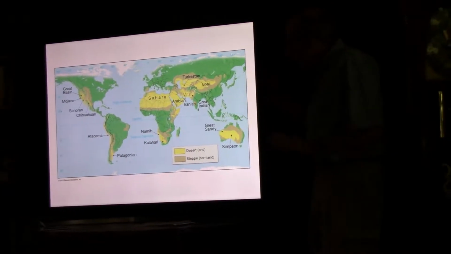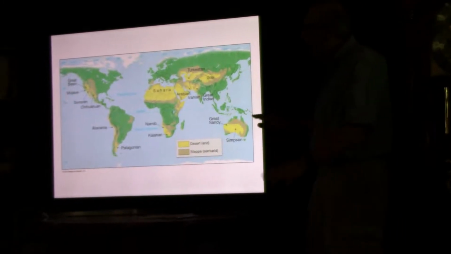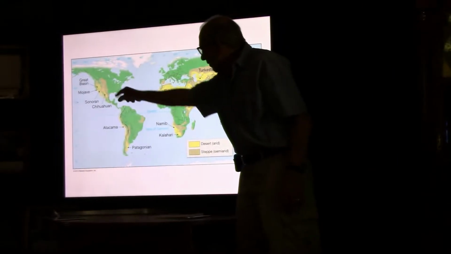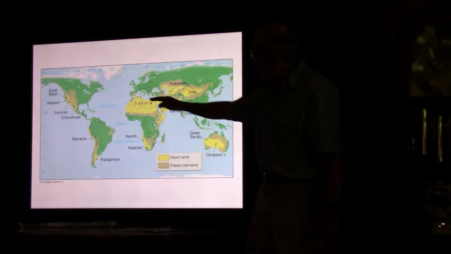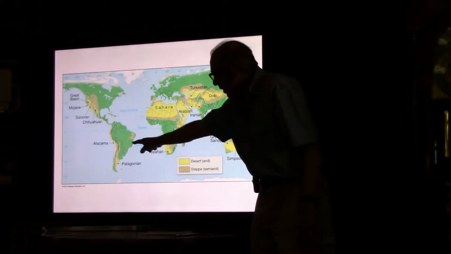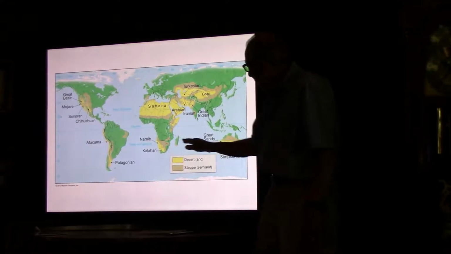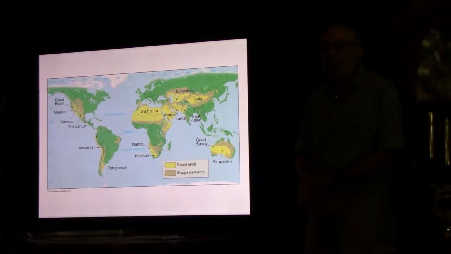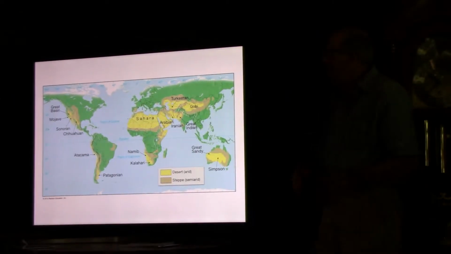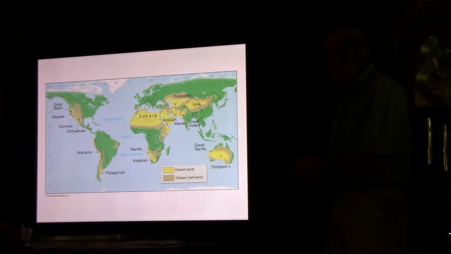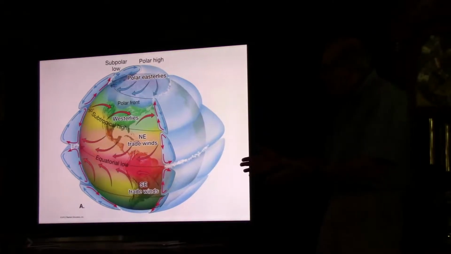So this is the deserts of the world, and we're in the Mojave over there. And notice that the latitude is around 30 degrees north, 30 degrees south. You have the Atacama and the Namib, and then the Great Sandy in Australia. These are both around 30 degrees north latitude, 30 degrees south latitude. Next slide, please. So here's the story.